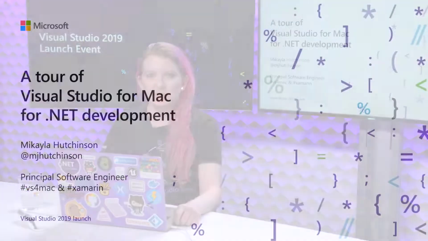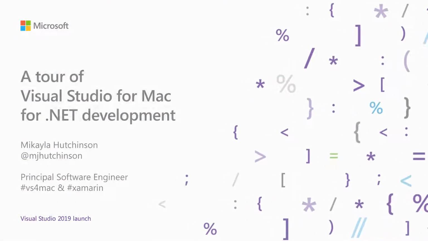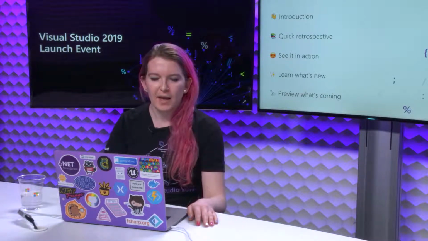Hi, my name is Michaela. I am an engineer working on Visual Studio for Mac and the Xamarin platform based out of Cambridge, Massachusetts. So today, I'm going to start off by giving you a quick introduction to what VS for Mac is. I know a lot of you out there are using it, but some of you aren't, so I'll make sure we're all on the same page there. I'll give you a quick retrospective of how we got here, and then I'll show it in action so you can see all of the shiny new features and a little peek at what's coming up in the future.